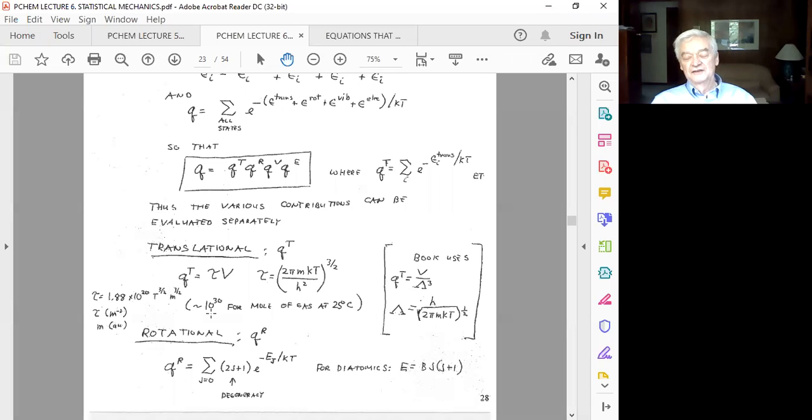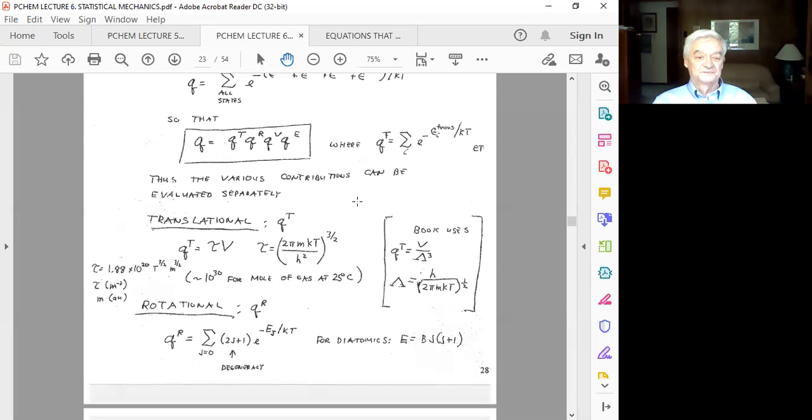Your book, and some others but not all of them, like to define the translational partition function like this: volume over lambda cubed. So you can see that 1 over lambda cubed is basically the same thing as my tau. Why the book thinks this is easier to work with, I don't know. Here's the expression for capital lambda. You'll see we have the 2 pi mkT to the 1/2 in the denominator. I have it to the 3/2 in the denominator because there's a cube here. So don't be bothered by the fact that this is what your book is going to give you.